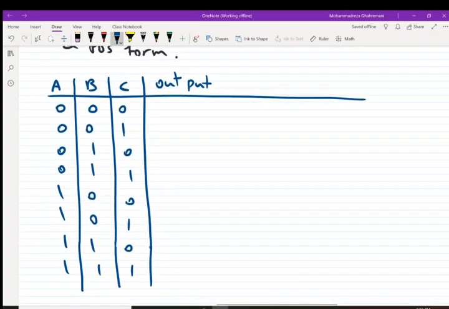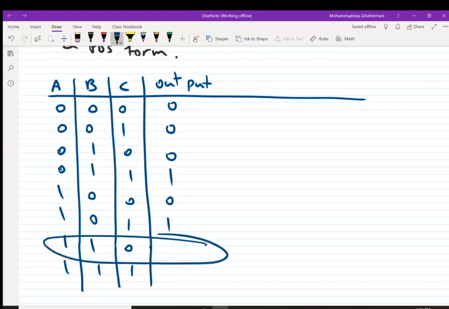What about the output? We say the output is 1 when the majority of the inputs are 1. So when all three inputs are 0, the output is 0. When only C is 1, the output is 0. When only B is 1, the output is 0. When B and C are 1, the output is 1. When only A is 1, the output is 0. When A and C are 1, the output is 1. Then A and B are 1 and C is 0.